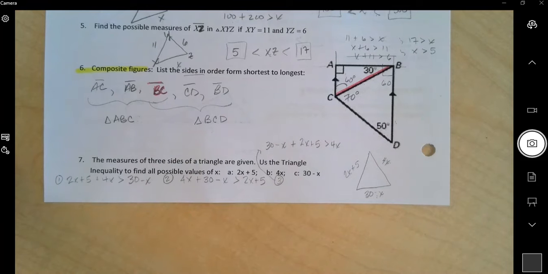So each of those scenarios, I need to combine like terms and simplify. I'll give you a minute to do that. Go ahead.